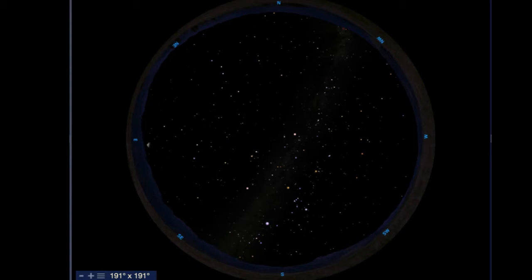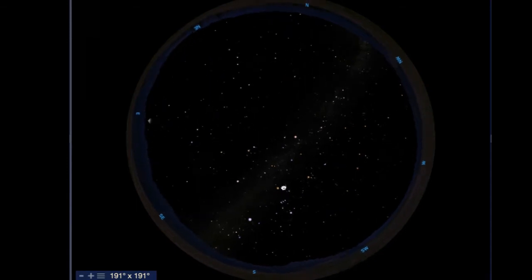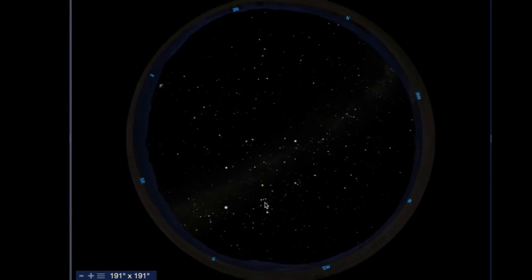Do you see Orion? He's not far from Aries. The trick is to look for the 3 stars in a row. These make up Orion's belt. Right in here. Orion is one of the easiest constellations to spot in the winter sky.